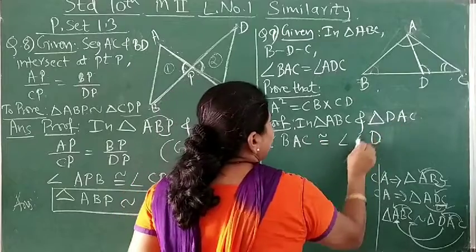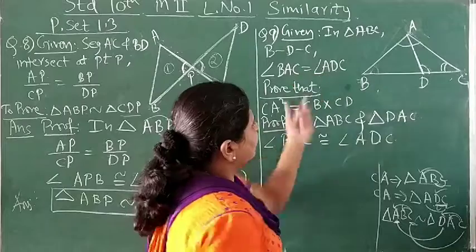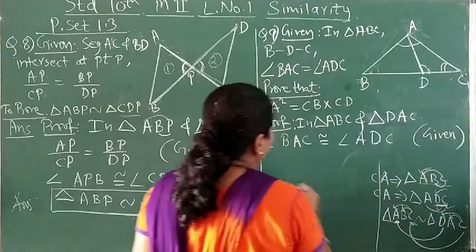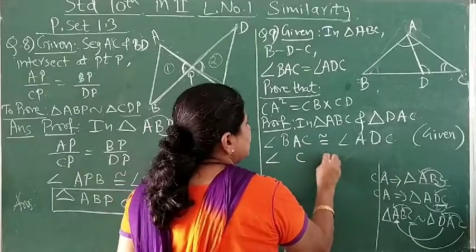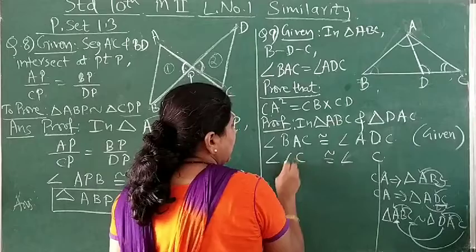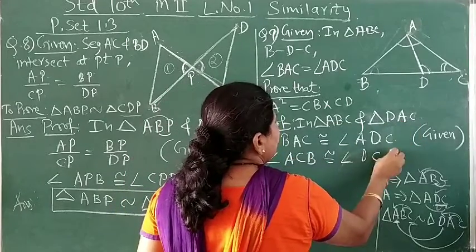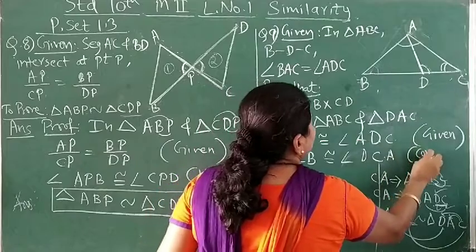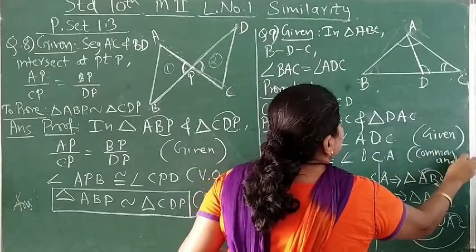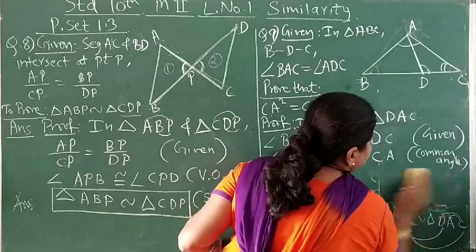BC here and here AC. So angle BAC is congruent with angle ADC, which is our given. These two angles are equal because they are given. Now we have to show angle C is congruent with angle C. C we have taken here, remaining is AB, and C we have taken, remaining is D and A. So these two are common angles between these two different triangles.